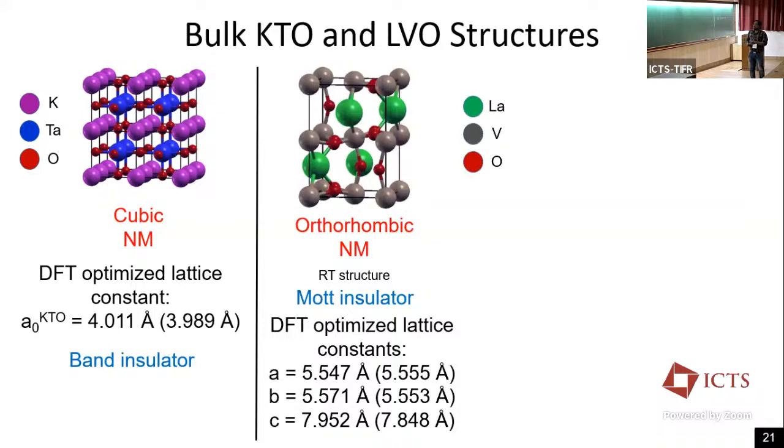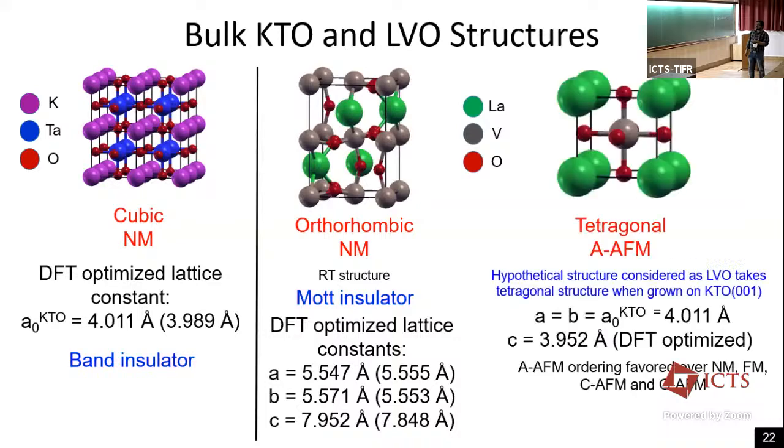And this is orthorhombic LVO, which is a Mott insulator at room temperature. It has the orthorhombic structure. And we have also considered a tetragonal LVO. It does not exist in nature. But we have considered this hypothetical structure because this is the structure LVO takes when it is grown on the KTO substrate. We wanted to see whether this structural transition is causing the metallicity at the interface or not. So is it due to the structure or due to something else? We saw that the vanadium atoms take A-type antiferromagnetic ordering, which remains A-type antiferromagnetic when you deposit this material on the KTO substrate.